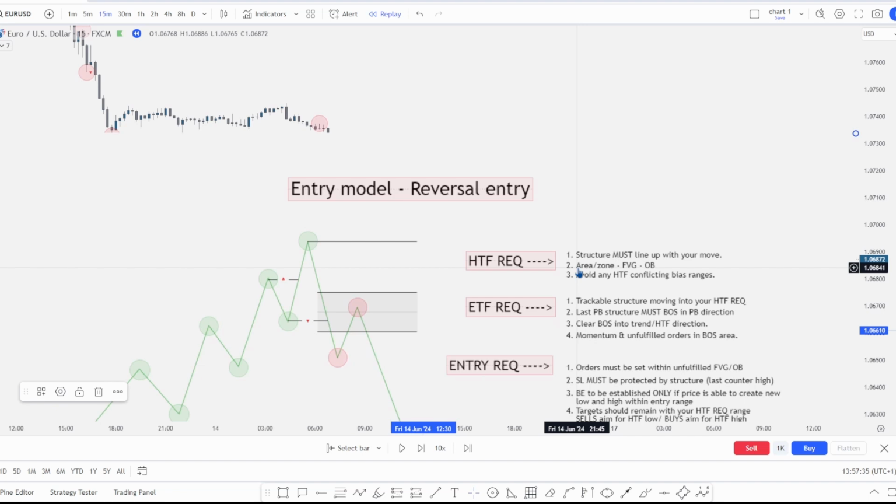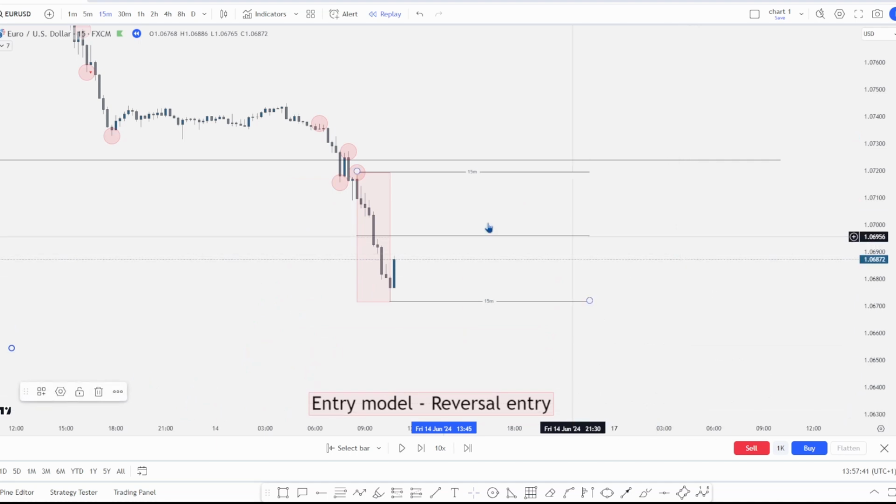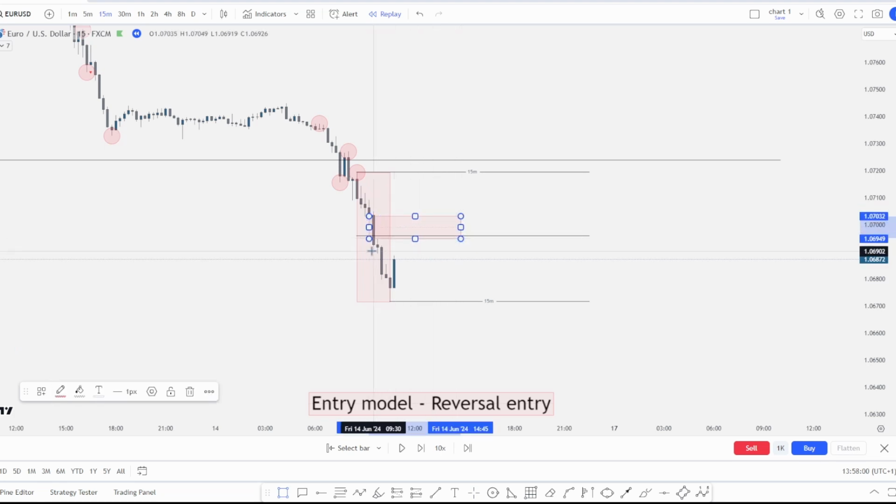So we must have an area or zone, so an FVG or an order block. Now, the reason for this is because you can have ranges like so, but if they have no unmitigated order blocks, no fair value gaps or impulsiveness to show that price is willing to continue this direction, this is a range that we realistically will avoid. So we can see within this range, we have a fair value gap here and a fair value gap here.